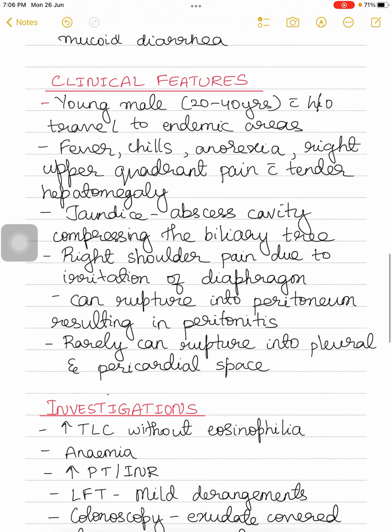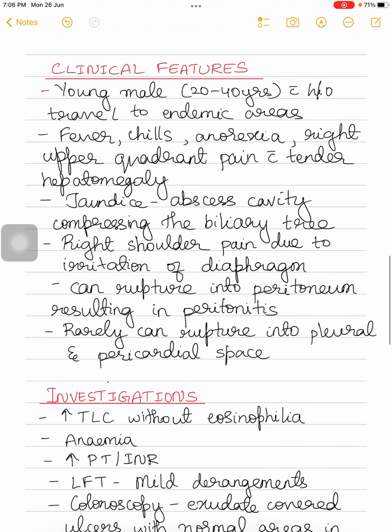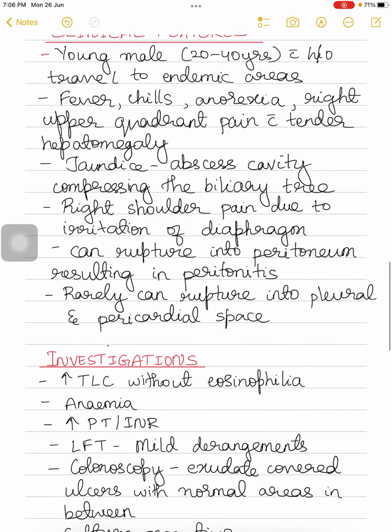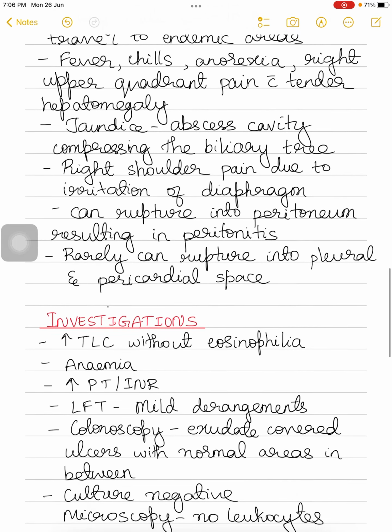It can rupture into the peritoneum, resulting in peritonitis. It can rarely rupture into the pleural and pericardial space, resulting in pleural and pericardial effusion.